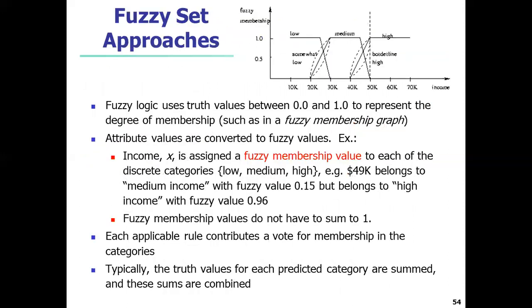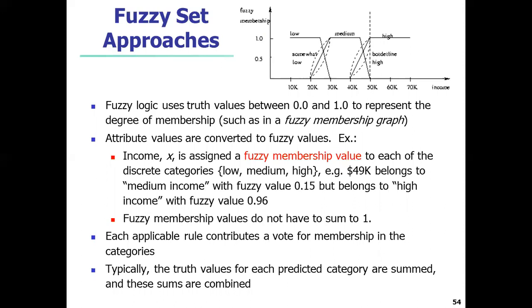And we have the fuzzy set approach, or fuzzy logic approach. It assigns truth values between 0.0 and 1.0 to represent the degree of membership. Here the attribute values are converted to fuzzy values, and the fuzzy values have different categories. For example, take income X, which is assigned fuzzy membership values for each of the discrete values low, medium, and high.